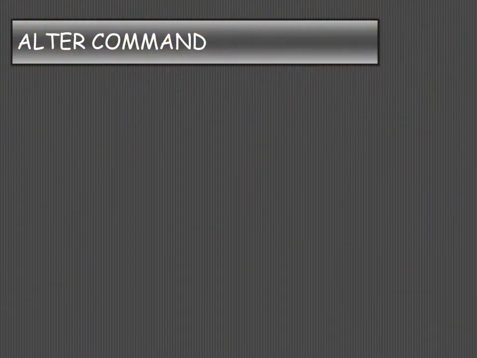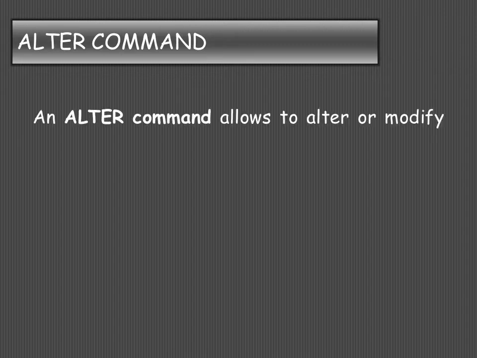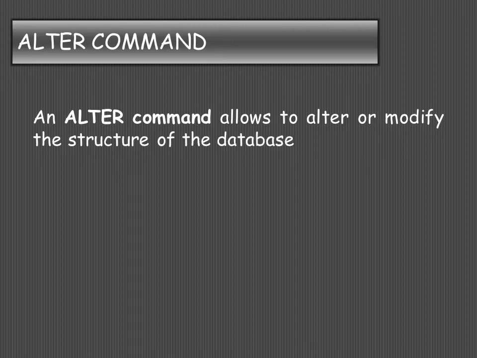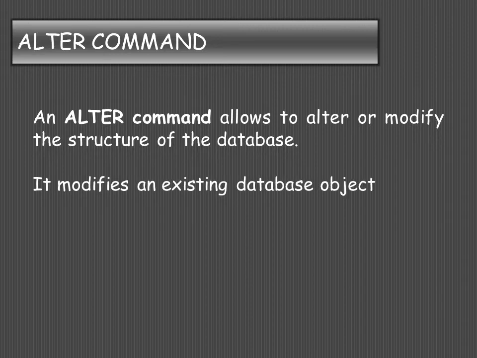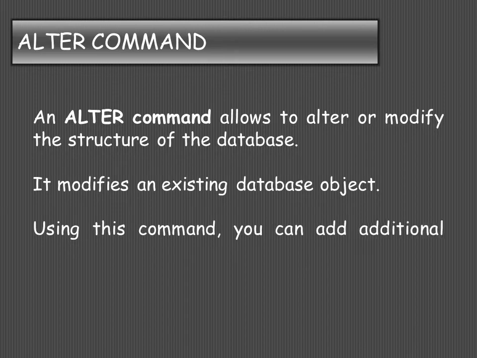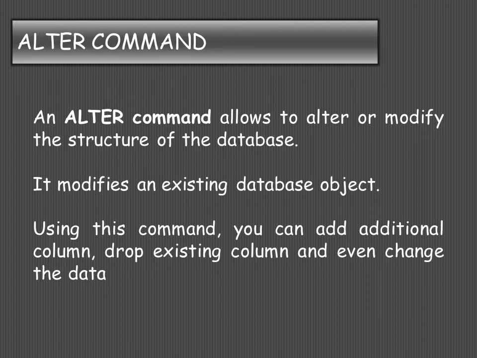Next is the alter command. The meaning of alter is to change something, to modify something, definitely. So the alter command allows you to alter or modify the structure of the database. It modifies an existing database object. Using this command, you can add an additional column, drop an existing column, and even change the data type of columns. So this alter command is very useful.